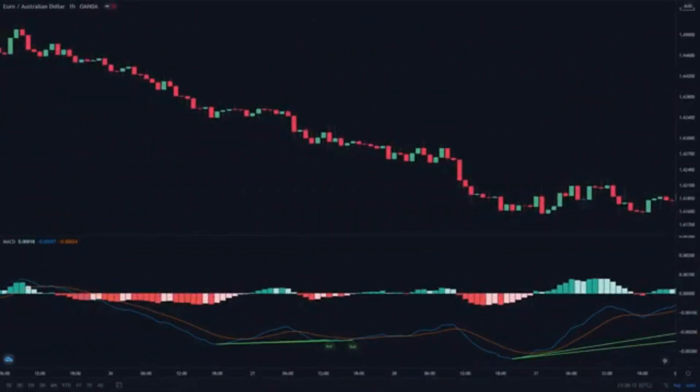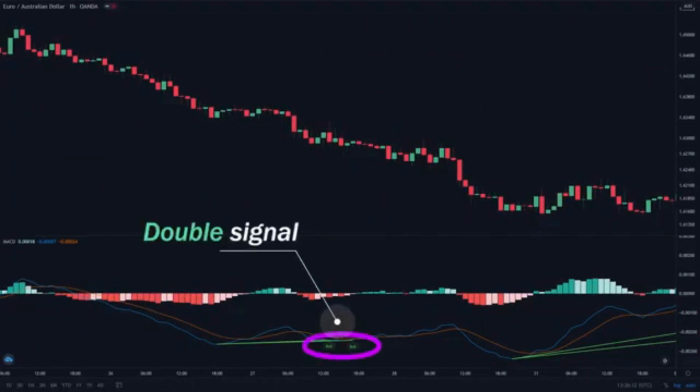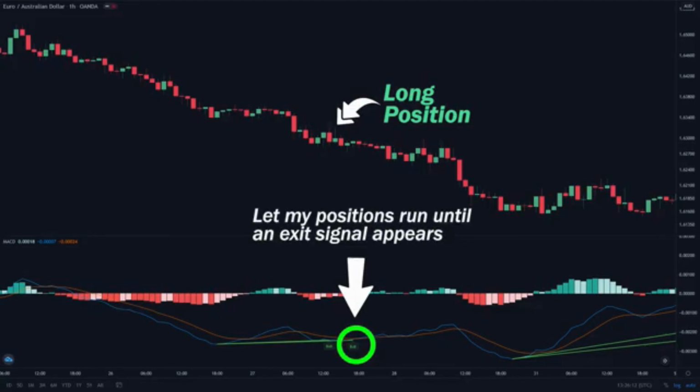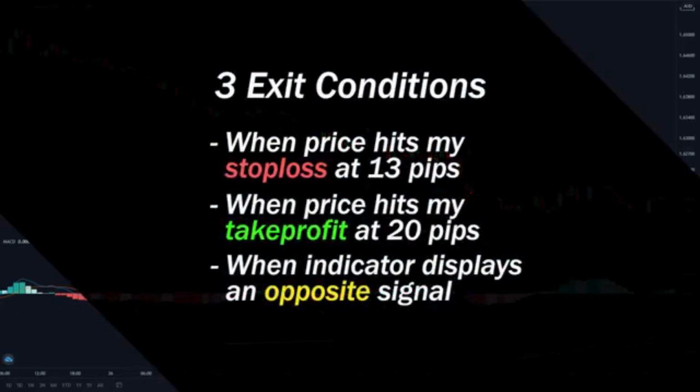And there are often times where the indicator displays a double signal like this. For example, let's say I took a long position. If the indicator displays another long position before displaying the other 2 exit signals, I would not do anything with my position and continue to let it run until one of the exit signals appears. So these 3 conditions can happen in any order. Whichever condition happens first, that's when I close my trade.